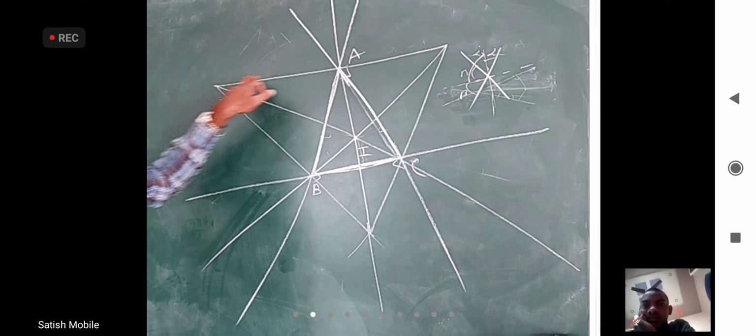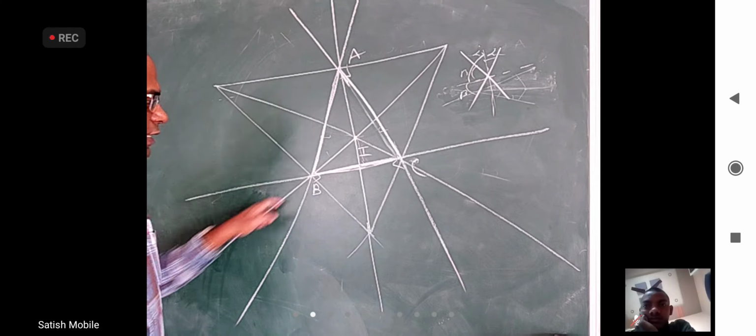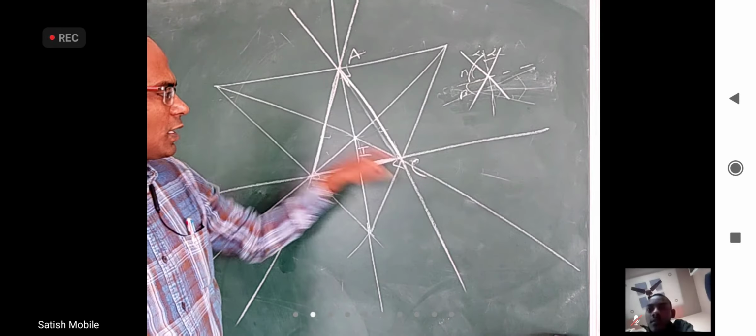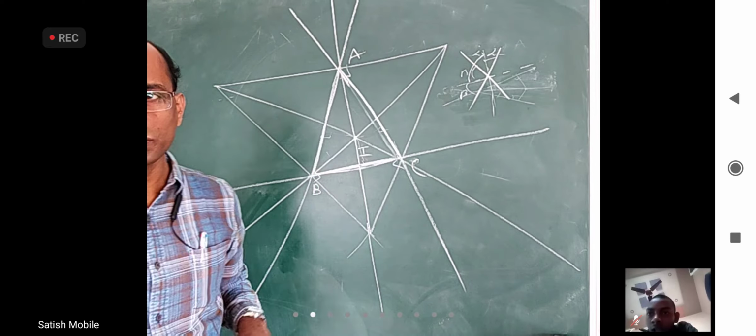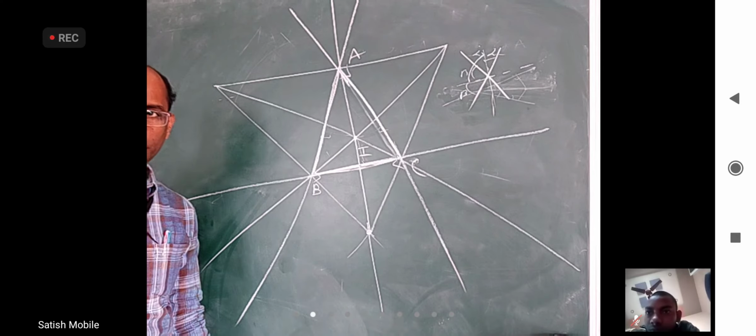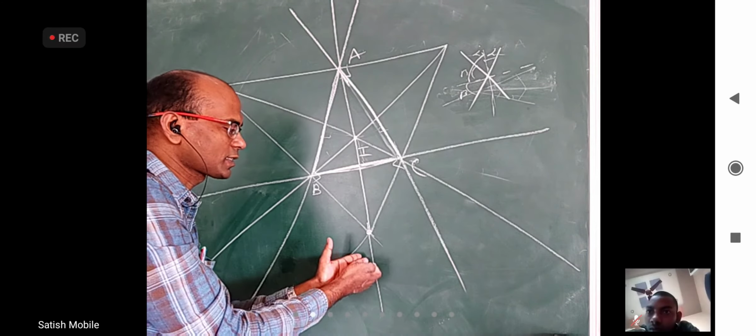So this internal bisector and this external bisector, they are perpendicular. This angle is 90. This internal bisector, this external bisector perpendicular. This angle is 90. This internal bisector, this are perpendicular. This angle is also 90. Okay. Now if you look at this point carefully, one internal bisector and two external bisectors, they are concurrent here.